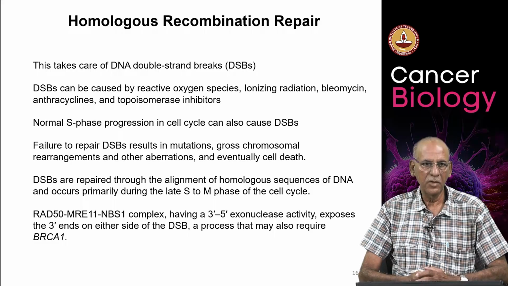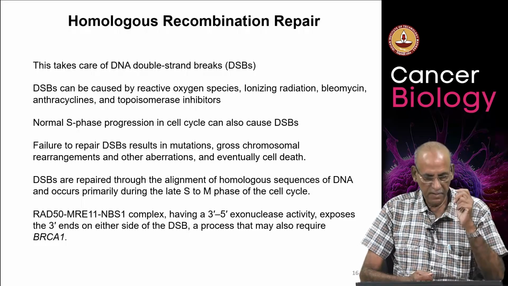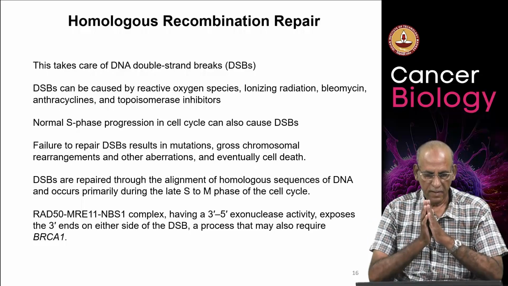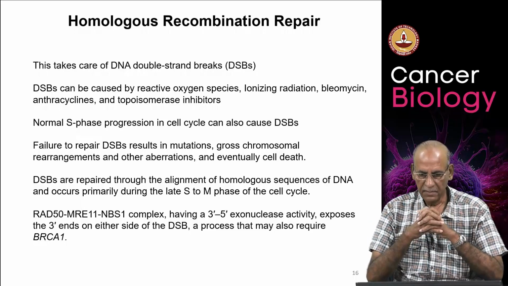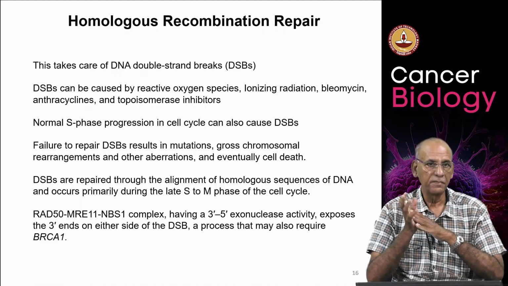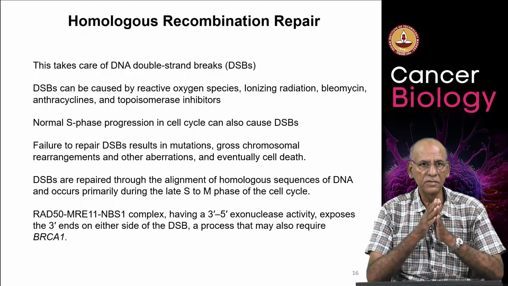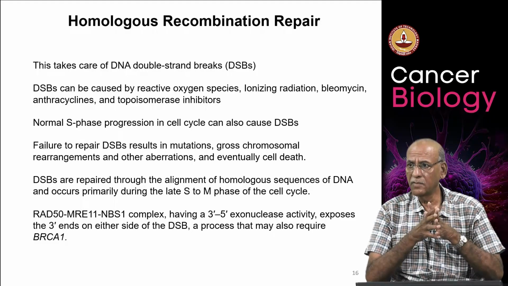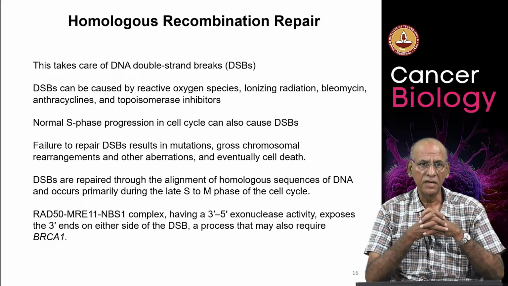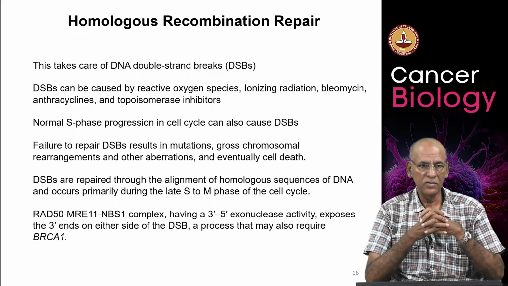All of you know what homologous chromosomes are. I already told you that we receive one allele from father and one allele from the mother. So, we always have that. Double strand breaks can of course be caused by reactive oxygen species or radiation, bleomycin, anthracyclines and some topoisomerase inhibitors. So, these are some examples. Even normal progression of the cell cycle can have some errors, and that can also cause double strand breaks sometimes.